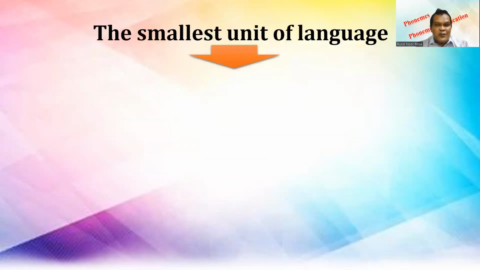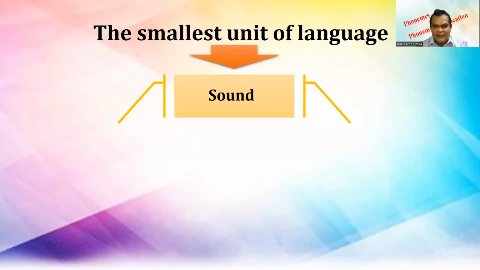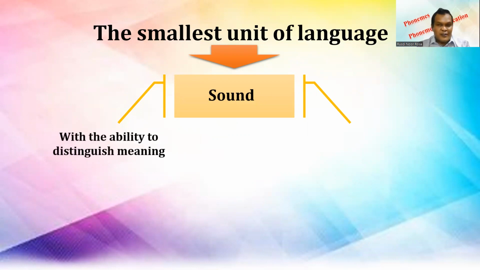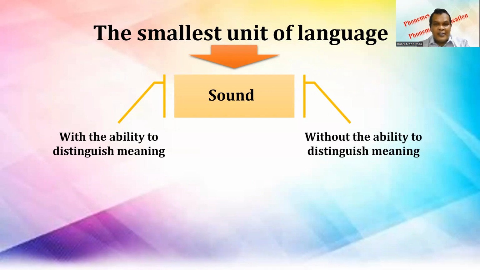Well, the smallest unit of language is sound. In other words, we can say that words or syllables are composed of groups of sounds. Sound in general can be characterized into two types. The first type of sound is the sound with the ability to distinguish meaning. And the second category is the sound that has no ability to distinguish meaning.